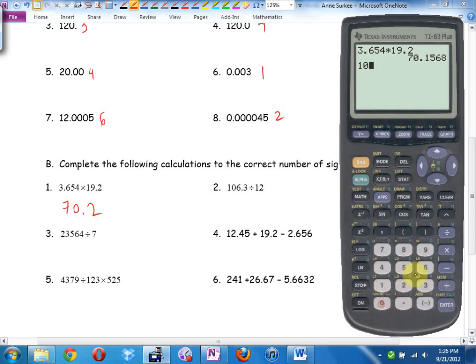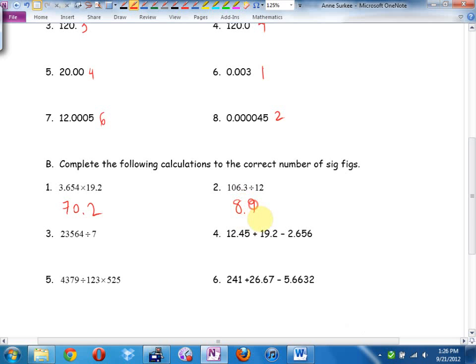Number 2, same idea. I'm going to go 106.3 divided by 12. This has 4 sig figs. This has 2 sig figs. I'm going to go to 2 sig figs, 8.9. Yes? If I'm wrong, let me know.